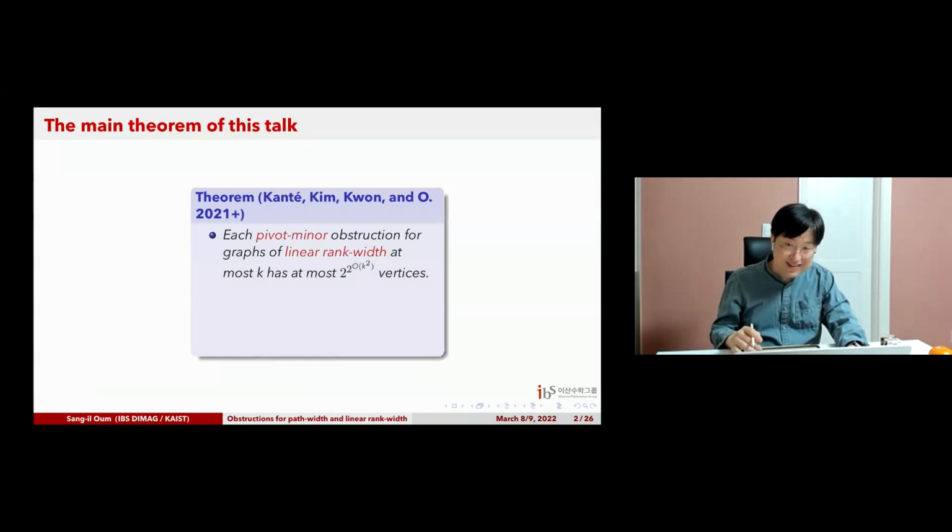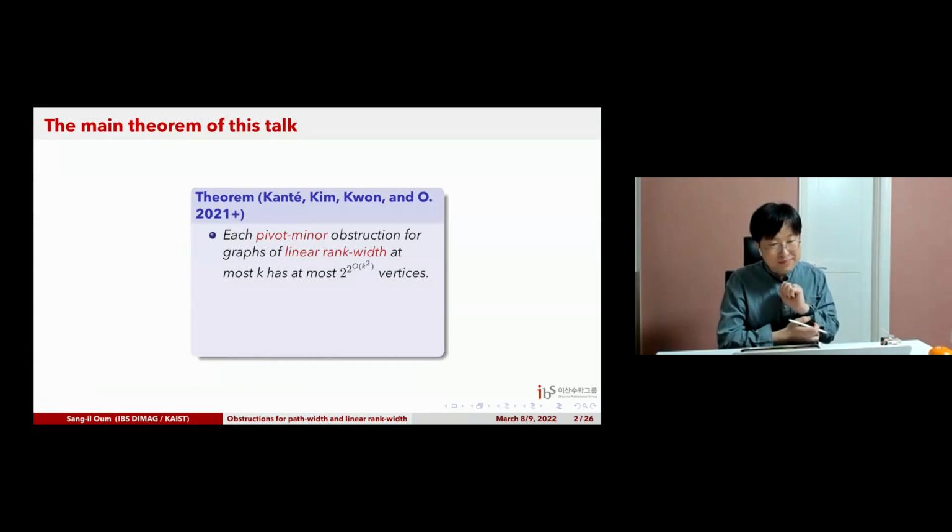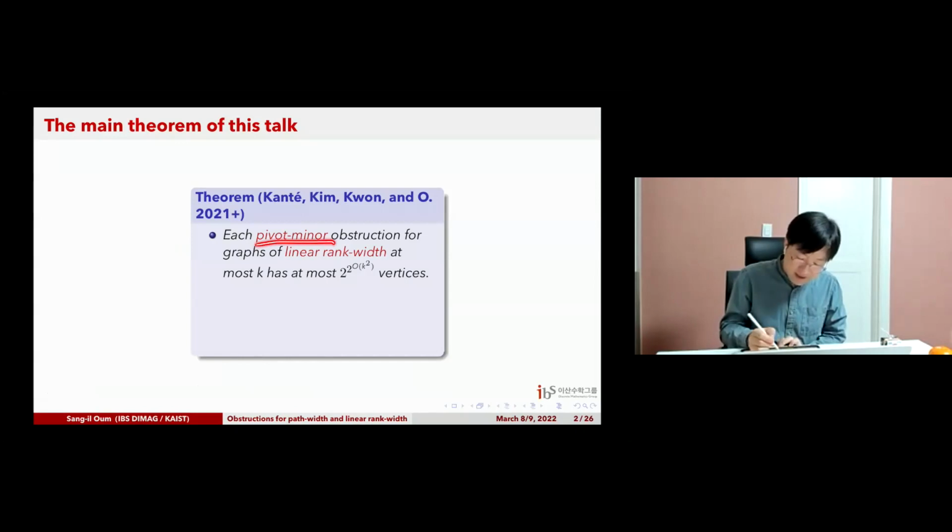So I can start with the theorem. Here are two statements of the paper. The first theorem says that every pivot minor minimal graph having linear rank width bigger than k has at most 2 to the k squared many vertices. Or, another way, pivot minor obstructions for the class of graphs of linear rank width at most k have at most 2 to the k squared vertices. So we give an explicit bound on the number of vertices for each of these obstructions.